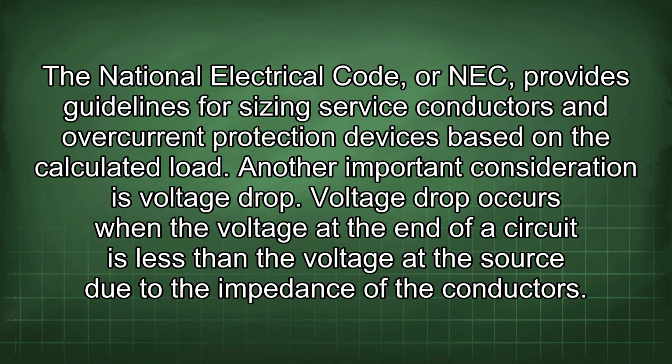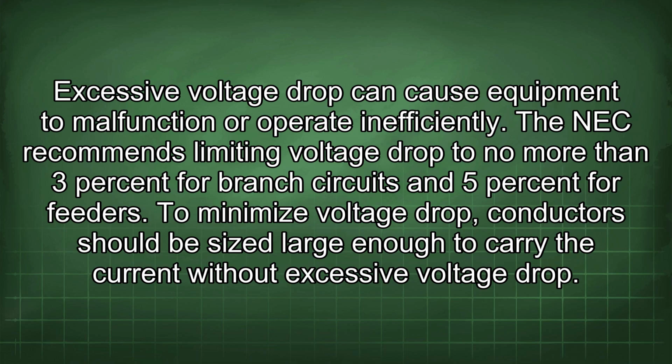The National Electrical Code, or NEC, provides guidelines for sizing service conductors and overcurrent protection devices based on the calculated load. Another important consideration is voltage drop. Voltage drop occurs when the voltage at the end of a circuit is less than the voltage at the source due to the impedance of the conductors. Excessive voltage drop can cause equipment to malfunction or operate inefficiently. The NEC recommends limiting voltage drop to no more than 3% for branch circuits and 5% for feeders. To minimize voltage drop, conductors should be sized large enough to carry the current without excessive voltage drop.